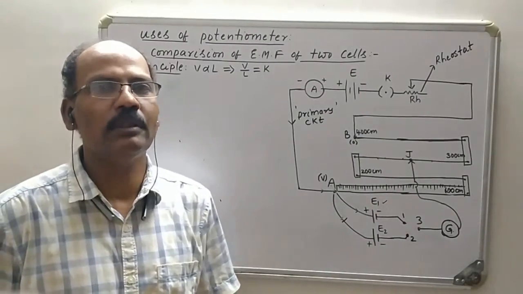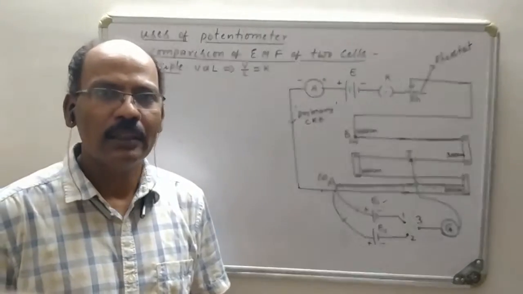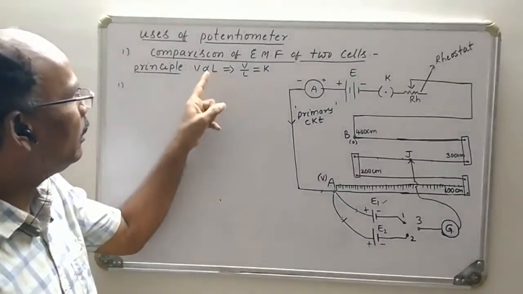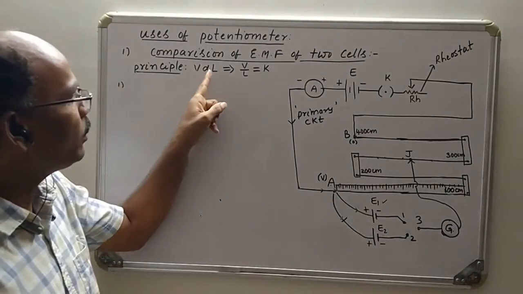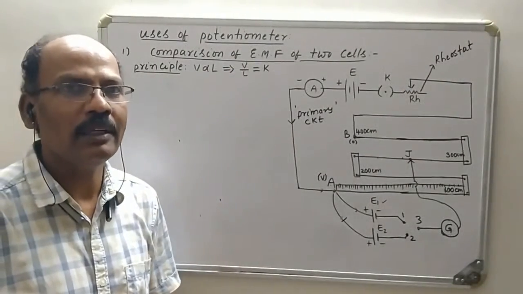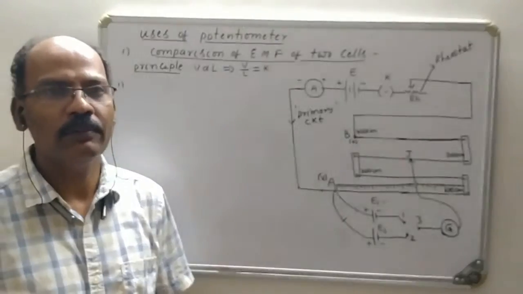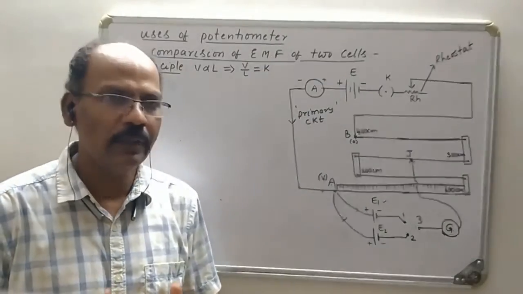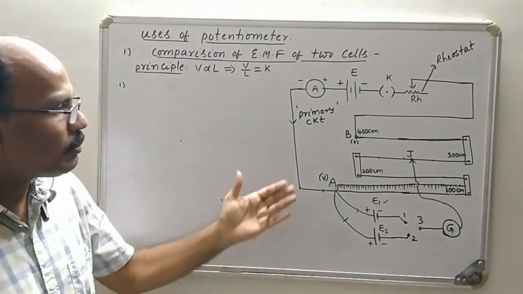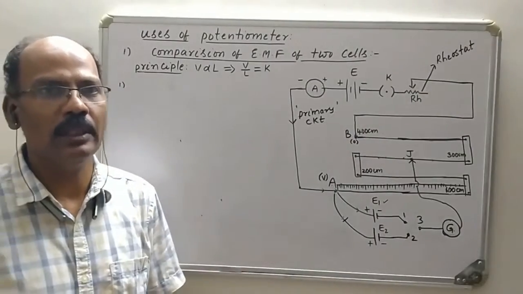What is the principle of potentiometer? The potential drop across any portion of wire is directly proportional to its balancing length. That can be represented like this: V proportional to L, V by L is equal to K. So V by L, that is K, is called the potential gradient. The potential per unit length of the potentiometer wire is always constant. Coming to the explanation of how we can compare the electromotive force of the given two cells.